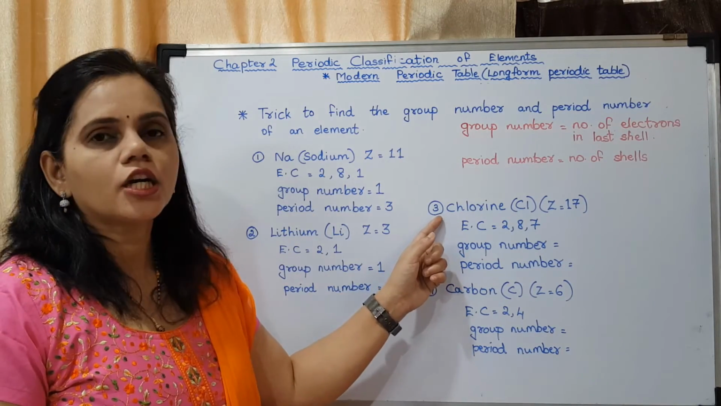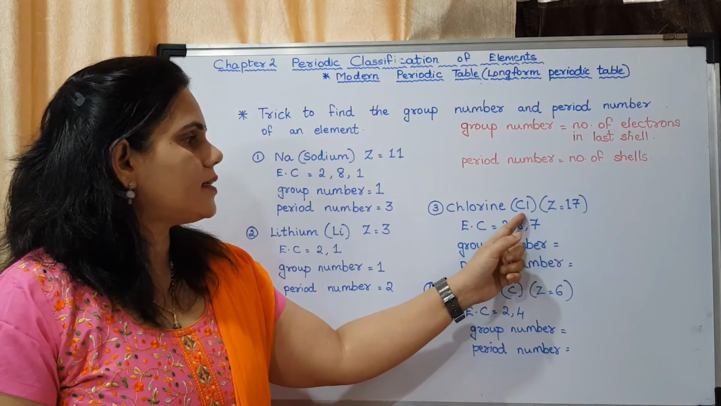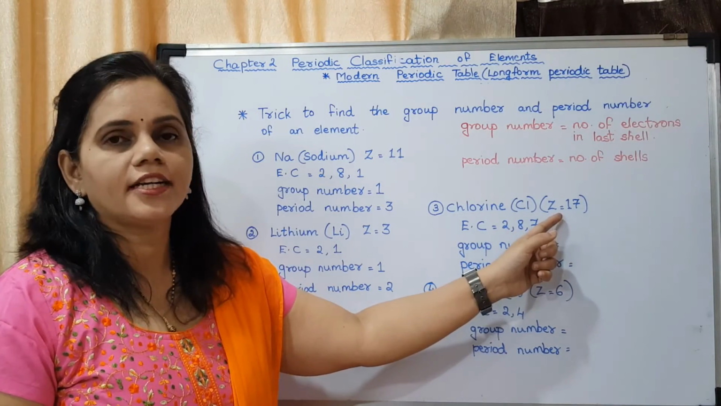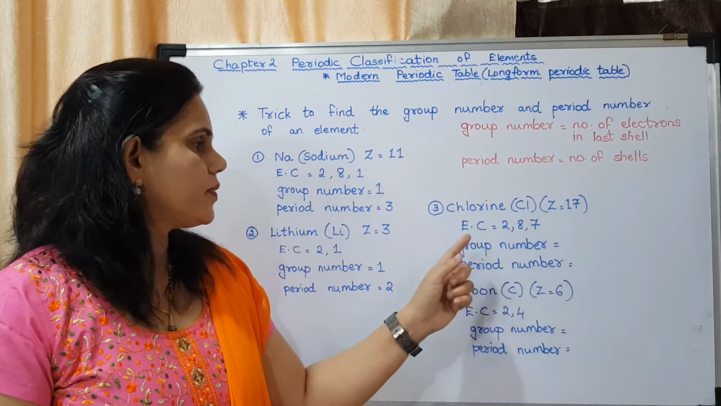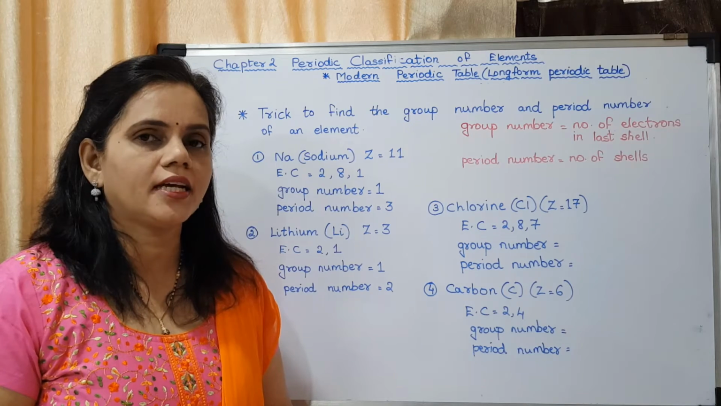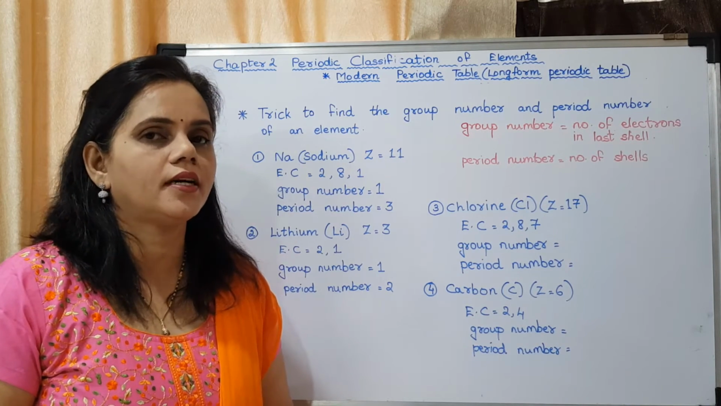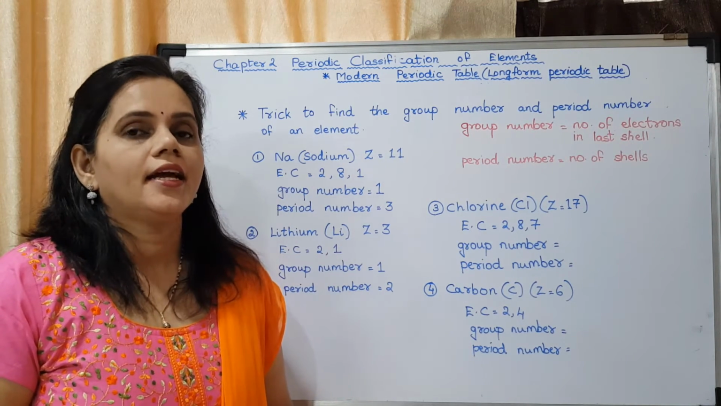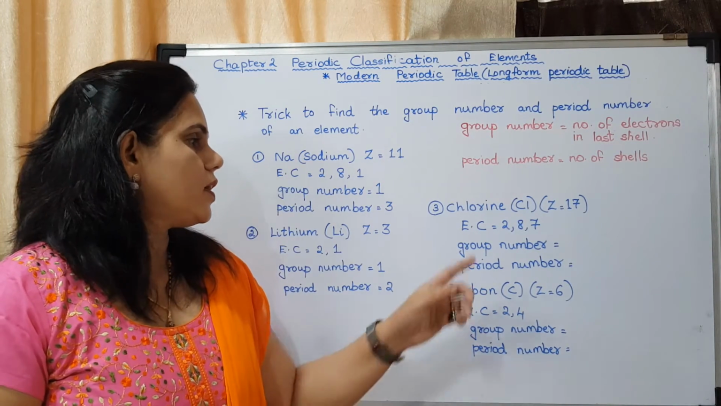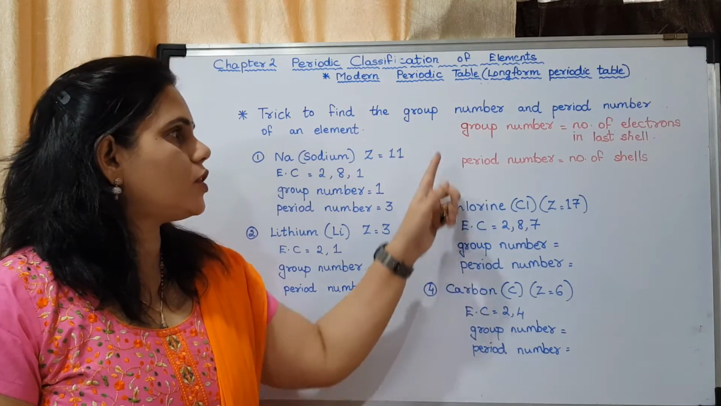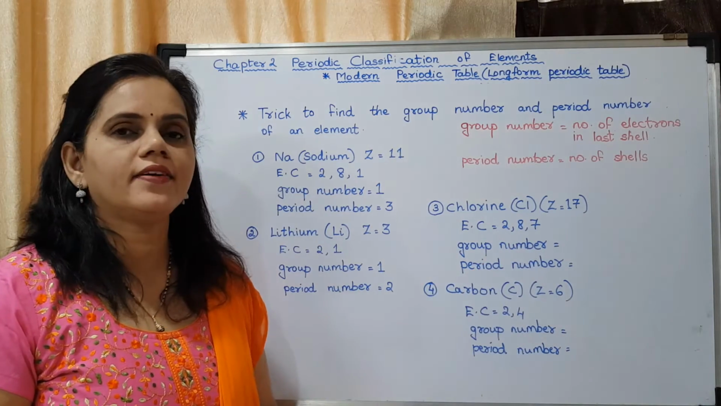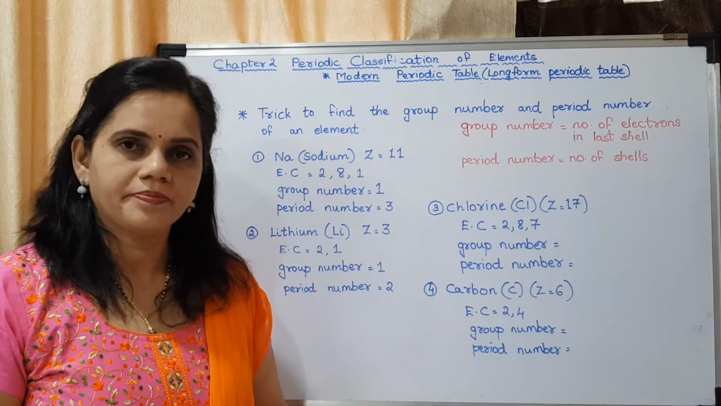Next is chlorine. The symbol is Cl. The atomic number is 17. Its electronic configuration is 2, 8, 7. You won't be given the electronic configuration, you will be provided with the atomic number only. It might happen that they will provide you with the electronic configuration also. So what will be the group number? Group number is the number of electrons in the last shell. Here you may see there are 7 electrons in the last shell.